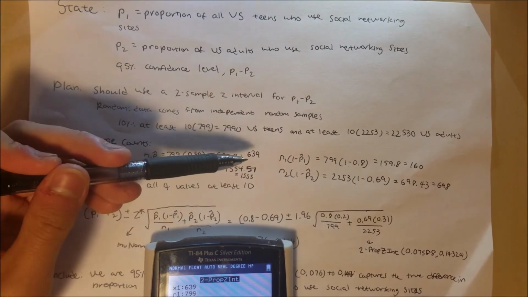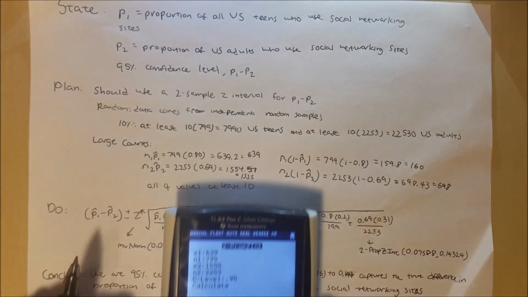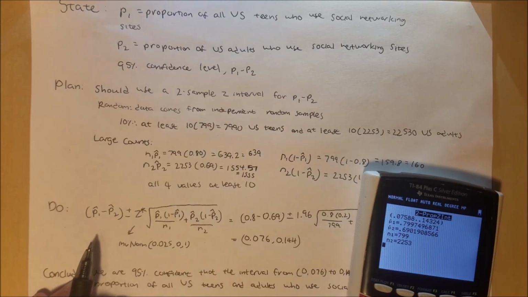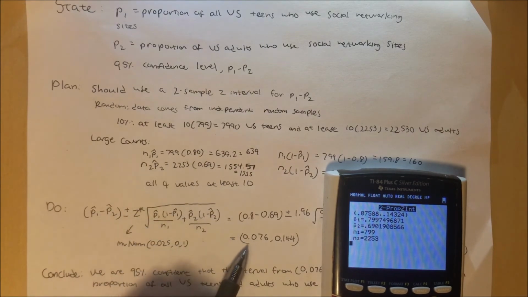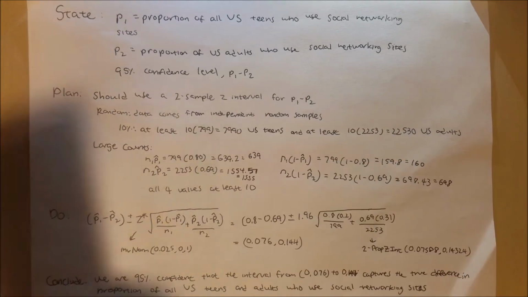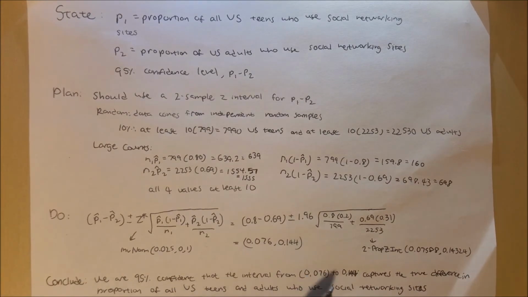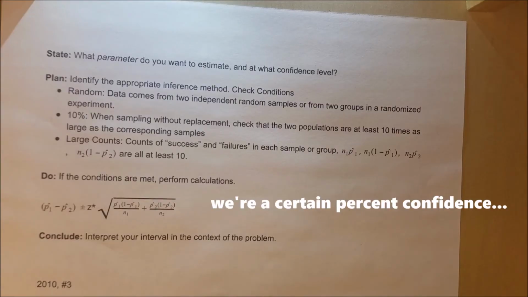So we got 639 and 1,555 from these observed values, and after that we just press calculate, and then there is our interval. So from the calculator, we can determine that the interval is from 0.076 to 0.144, and finally to interpret, we can say that we're 95% confident that the interval from 0.076 to 0.144 captures the true difference in proportion of all US teens and adults who use social networking sites.